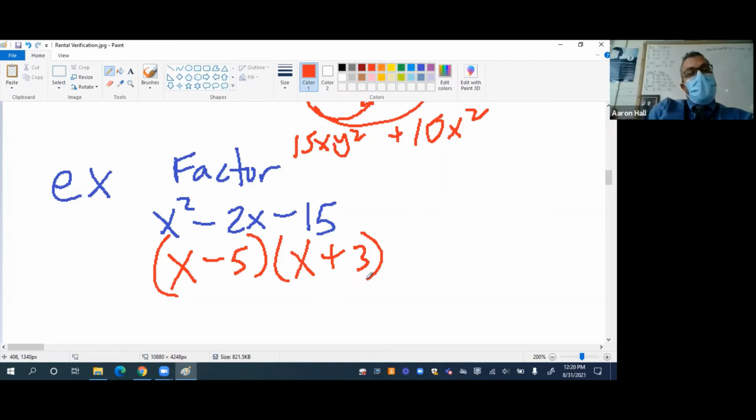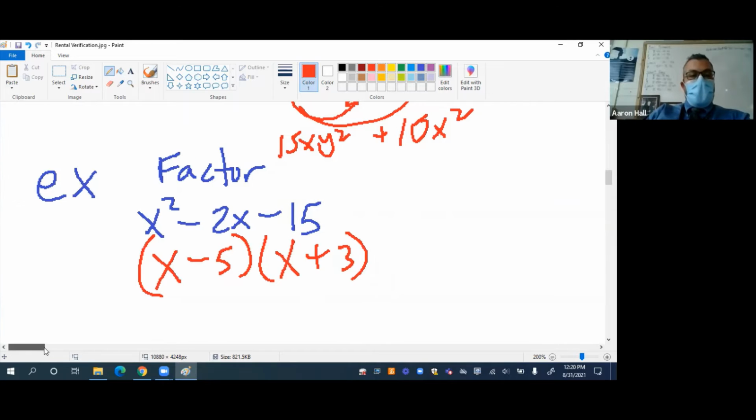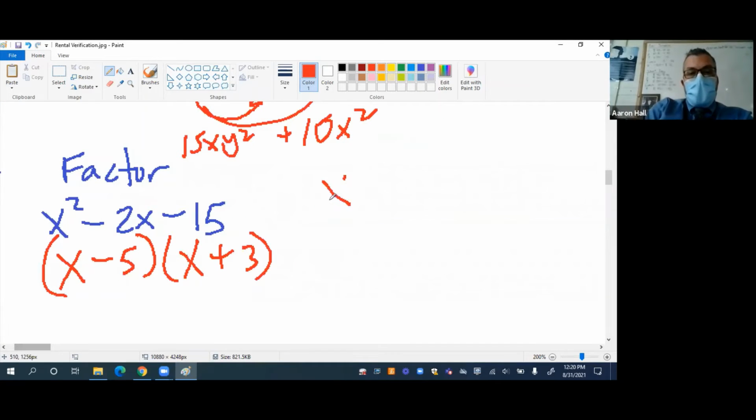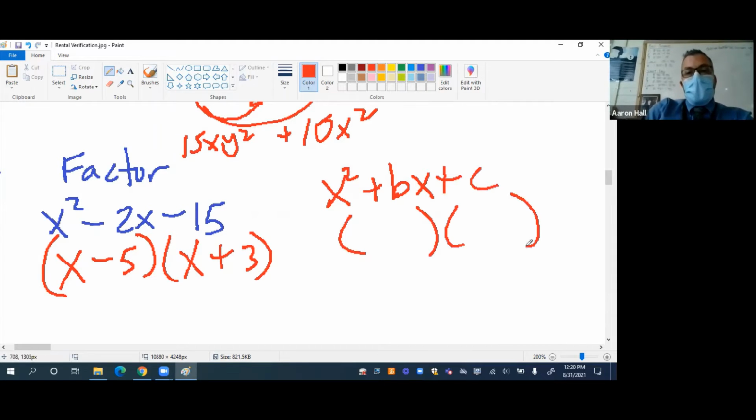Are these factors? Yes. All right. So what's the rule when we have some value like x squared plus bx plus c? What's the rule when we factor? How do I get an x plus m and an x plus n?